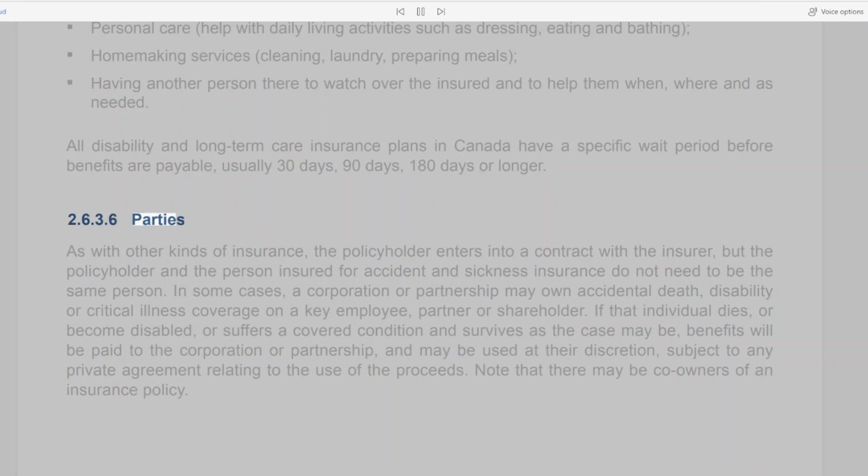2.6.3.6 Parties. As with other kinds of insurance, the policyholder enters into a contract with the insurer, but the policyholder and the person insured for accident and sickness insurance do not need to be the same person. In some cases, a corporation or partnership may own accidental death, disability, or critical illness coverage on a key employee, partner, or shareholder. If that individual dies or becomes disabled or suffers a covered condition and survives, as the case may be, benefits will be paid to the corporation or partnership and may be used at their discretion, subject to any private agreement relating to the use of the proceeds. Note that there may be co-owners of an insurance policy.